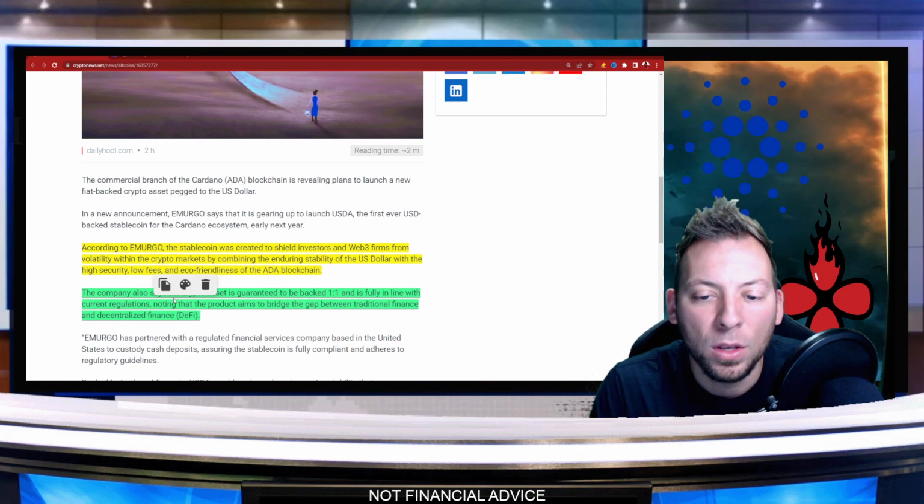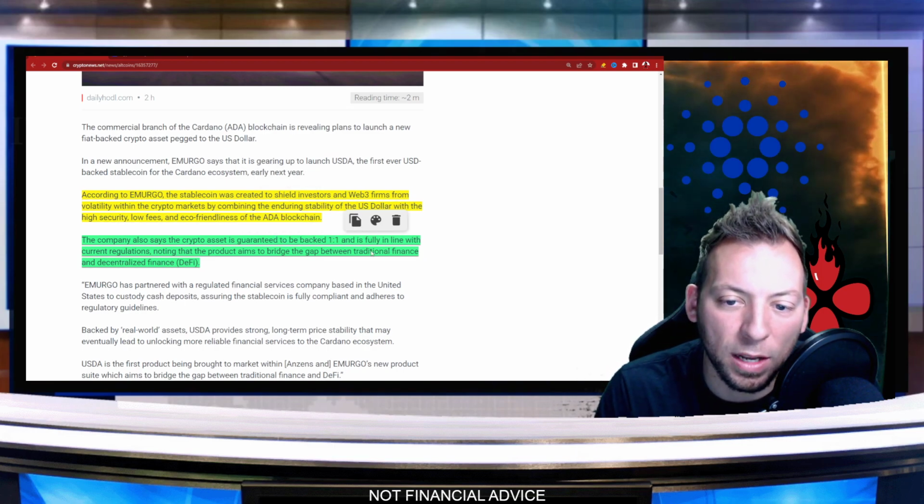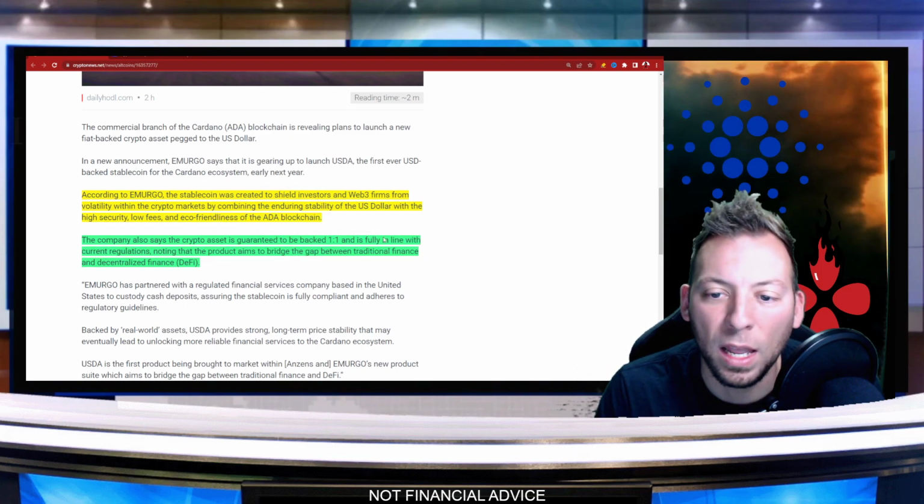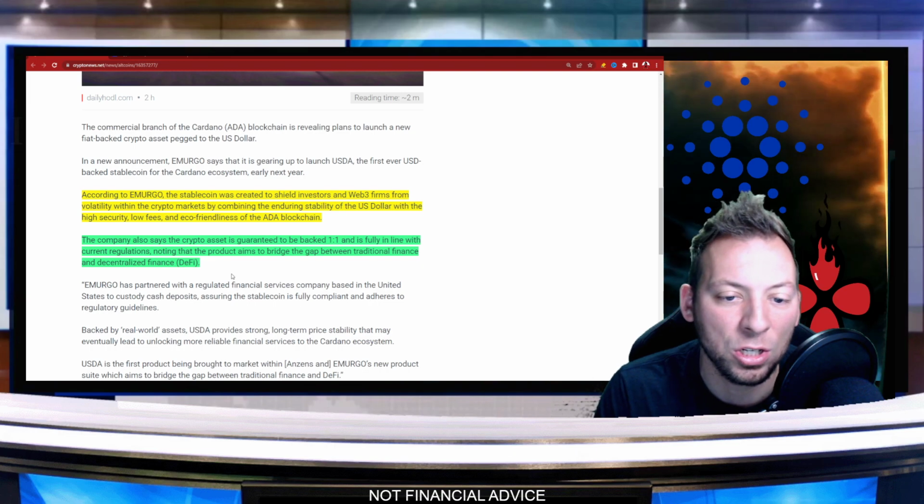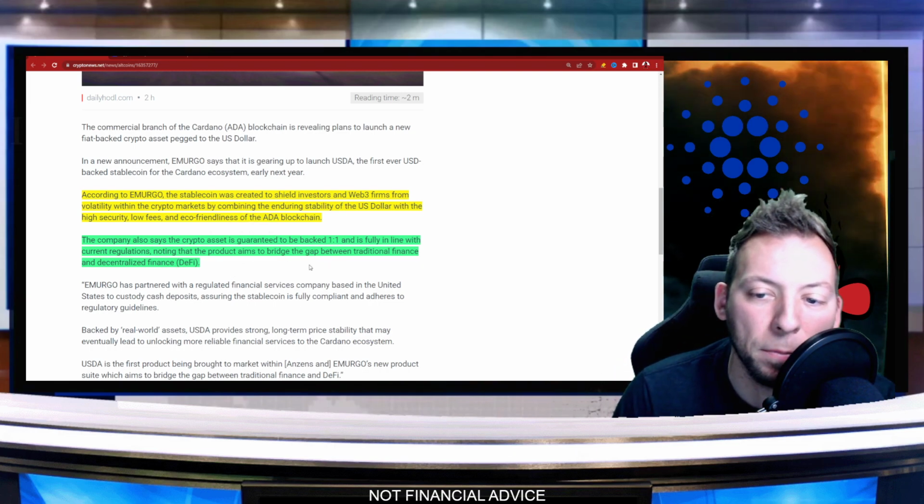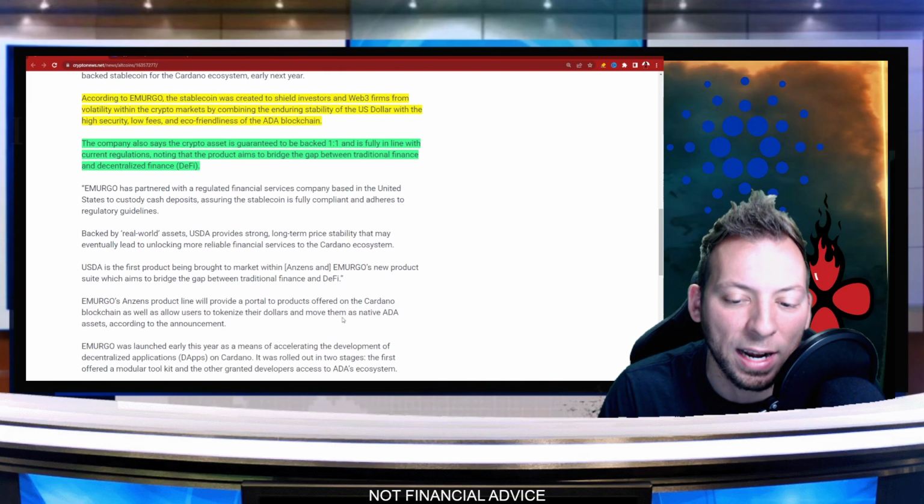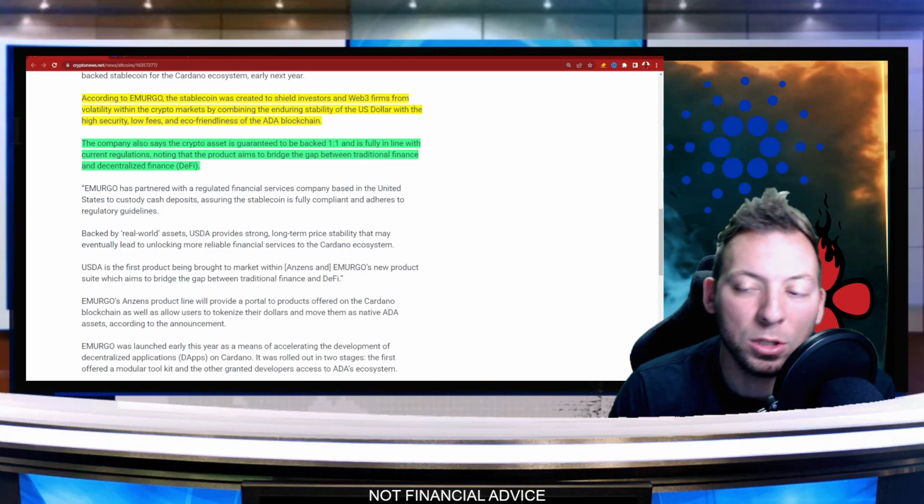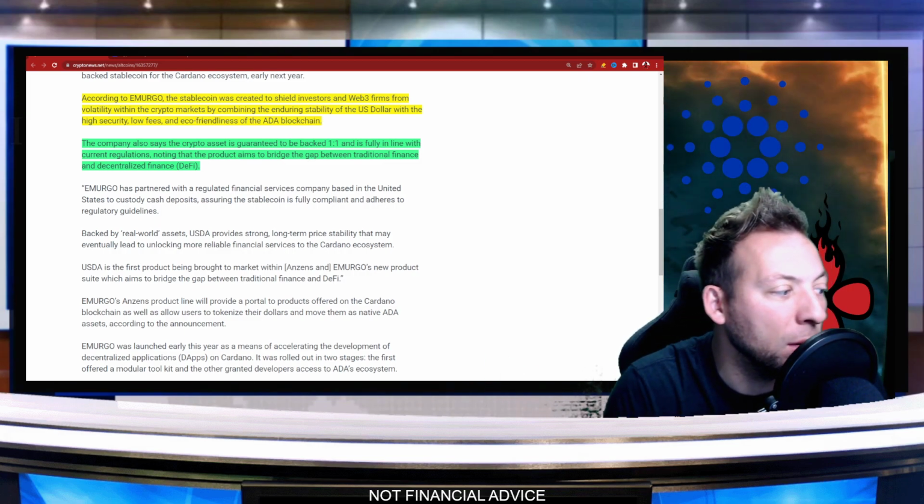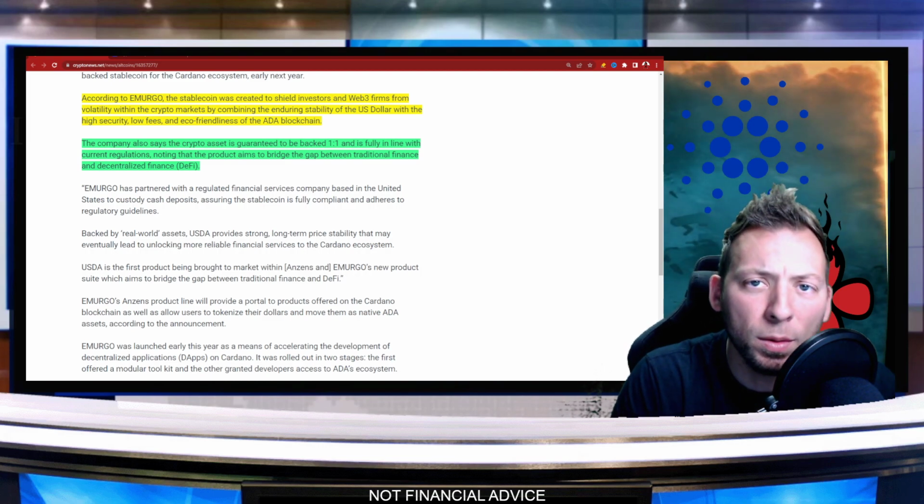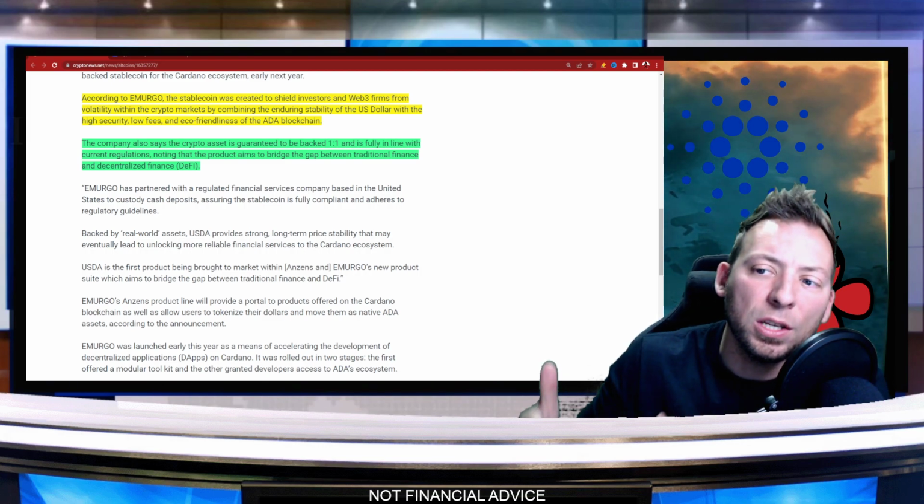This is big. So it said, yep, right there, it says guaranteed backed one-to-one. It's going to be fully in line with the current regulations, noting that the product aims to bridge the gap between traditional finance and decentralized finance. What is important too is, if you think about even the regulation that the government is trying to push through and push forward, it has to do with this sort of stuff as well.